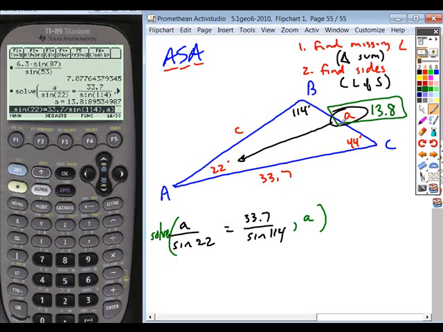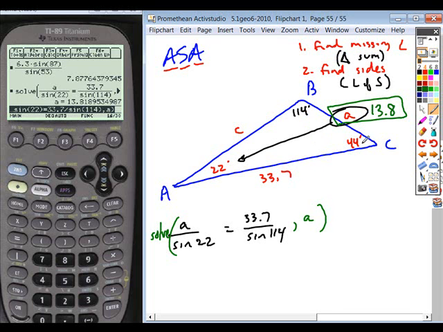Now, is this consistent with what you would expect based on what the triangle's measurements are listed as? 22 is the smallest angle, so you would expect the side opposite it to be smaller than the largest side, right? 114 is the largest angle, so the longest side is 33.7. So 13.8 is consistent. It's quite a bit smaller than the 33.7.